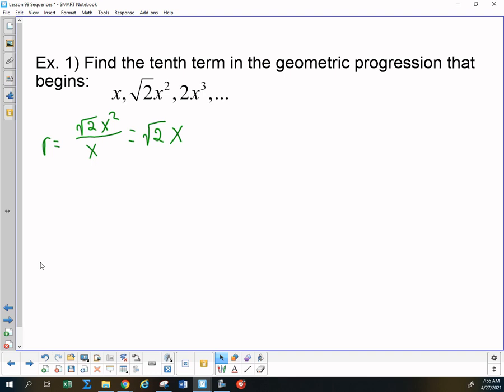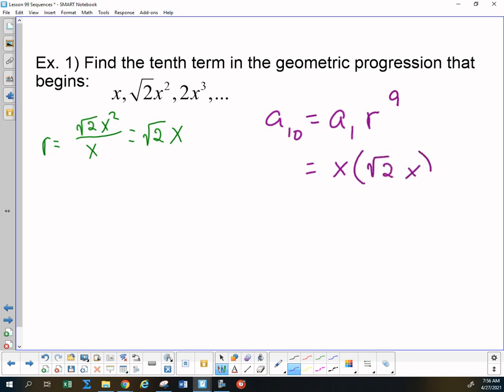Formula for a 10th term in a geometric progression. I need somebody who can help me remember, how do I do that? If I want the 10th term and it's geometric, what do I need to do there? Luca? It would be x times r, because it will be a1 times r to the 9th, right? Everybody good with that? And a1, as Luca said, is x, and r is root 2 times x.